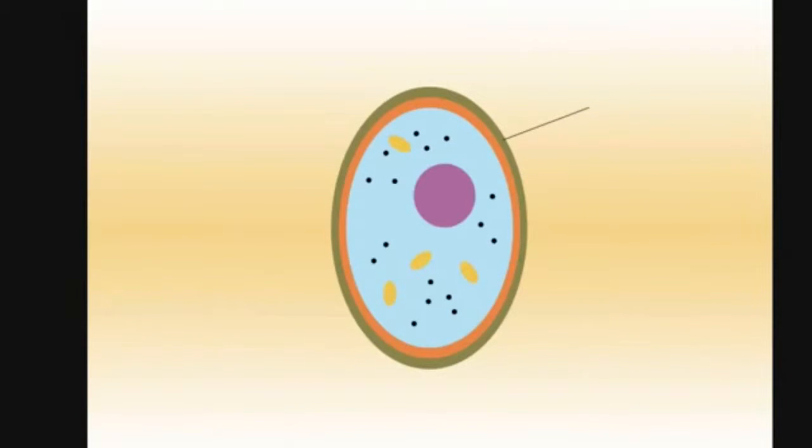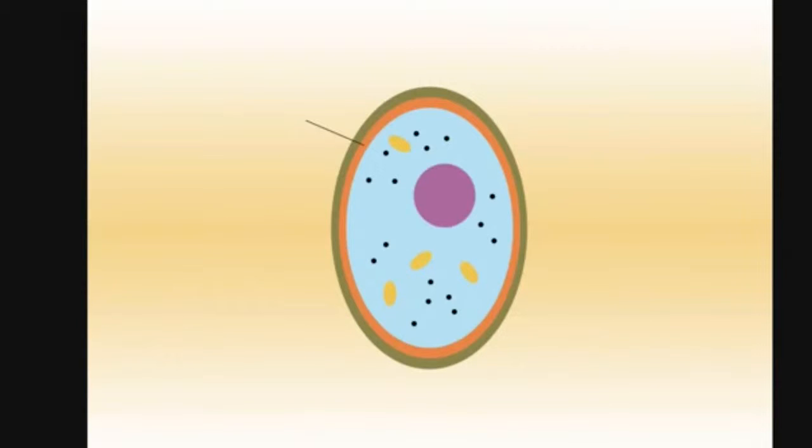The first part we're going to look at is this outside part of the cell. This is called the cell wall, and it's the cell wall's job to help protect the yeast cell, just like bark on a tree.